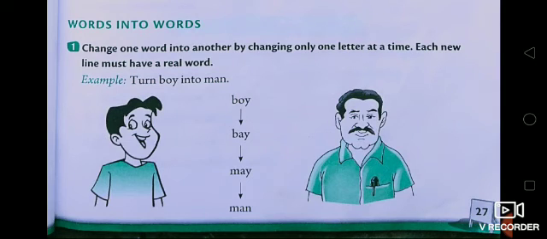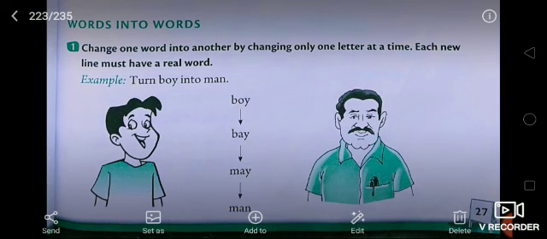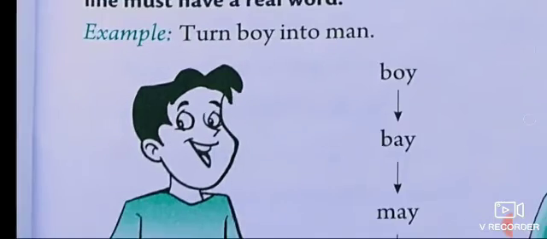For example, turn boy into man. As you can see, to change boy into man, only one letter has been changed at a time. The word is boy. Here, the boy is changed into bay, bay is changed into may, and at last we get man by changing the letter Y. Similarly, you have to make up some more word puzzles.